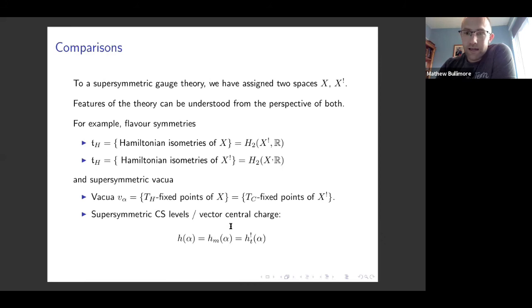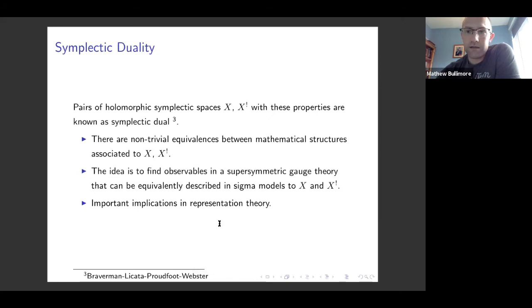And you can also get it from the sigma model to the Higgs branch by studying the value of the moment map for isometries. Or you can get the same thing from the Coulomb branch, again, by studying the value of the moment map at fixed points for isometries of the Coulomb branch. And these are very different computations, and yet they have to agree. And so a pair of spaces that have these properties and more are sometimes called symplectic dual.